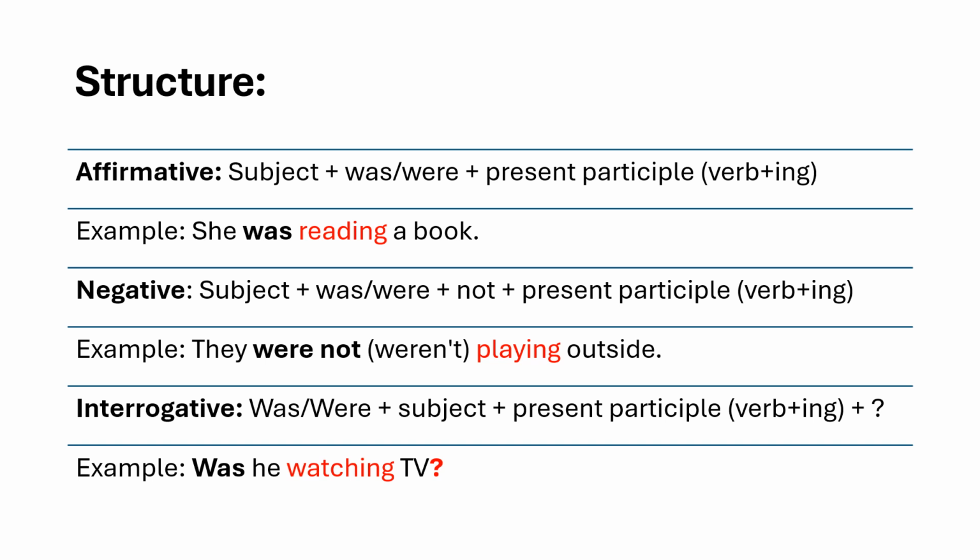Structure of past continuous tense: subject plus was or were plus ing form of the verb. For example, she was reading a book. For negative sentences, subject plus was or were plus not plus ing form of the verb. For example, they were not playing outside. For interrogative sentences, was or were plus subject plus ing form of the verb. For example, was he watching TV?